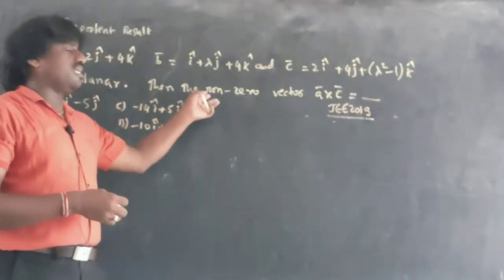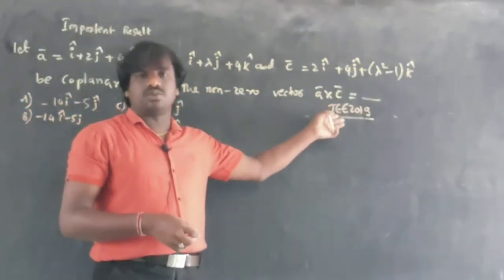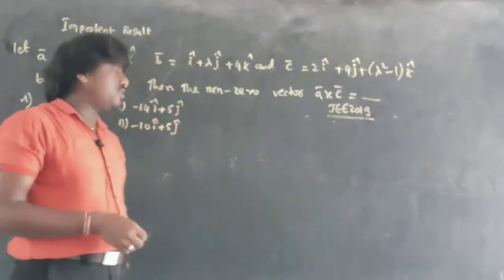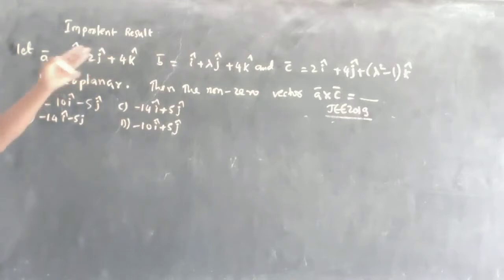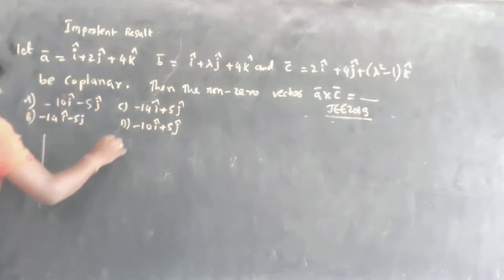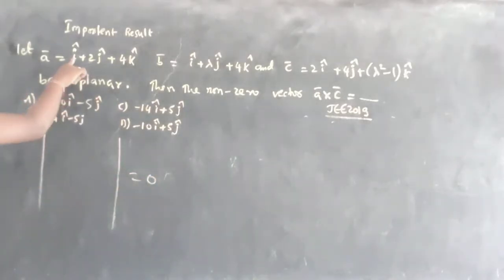This is a question related to coplanar vectors, and this question was asked in JEE in 2019. Let us solve this question. What was the question here? Vectors A, B and C are given. These are coplanar. What is the rule for coplanar? Coplanar means that the determinant value is 0. So what do you get here?